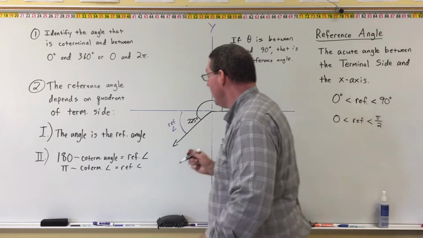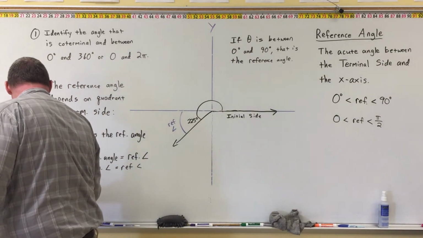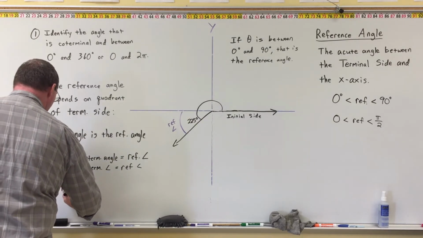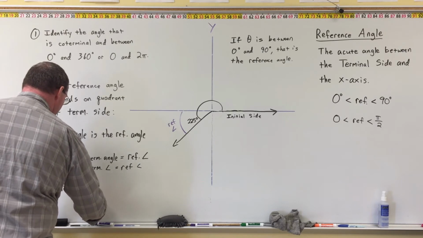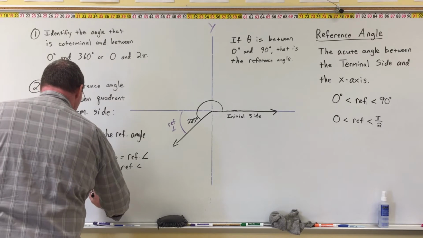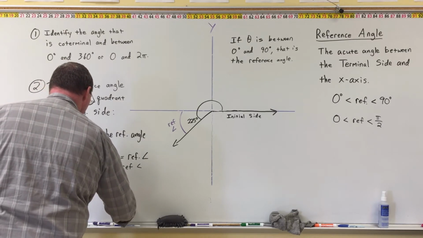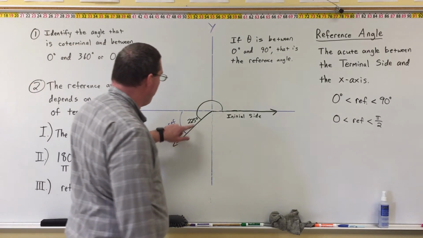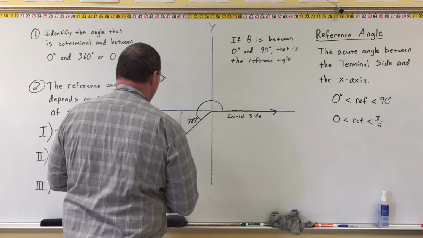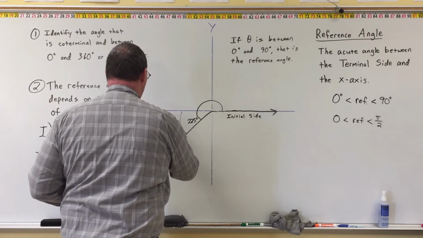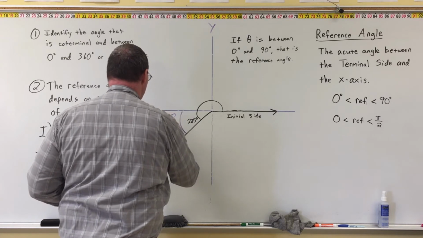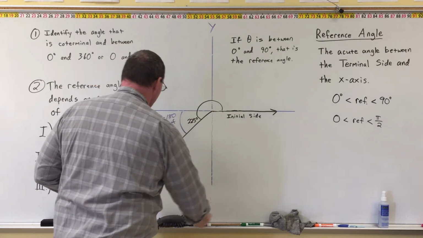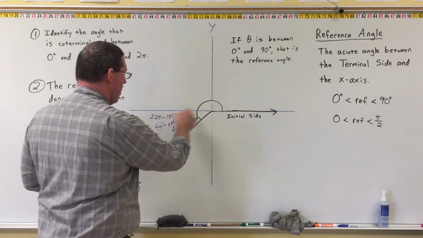Therefore, if you are in quadrant 3, the way you find the reference angle is the reference angle is equal to the coterminal angle minus 180. So all you have to do is subtract 180 from the angle. 225 minus 180 is equal to 45 degrees. Therefore, the reference angle for 225 degrees is a 45 degree angle, because that's the angle between the terminal side and the x-axis.